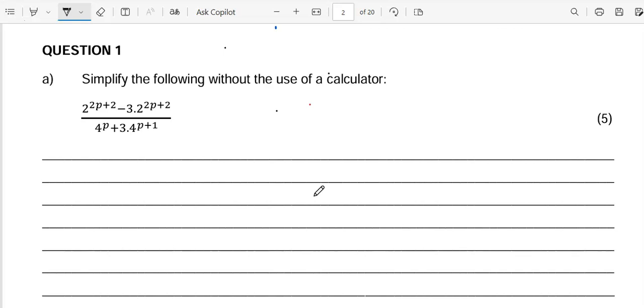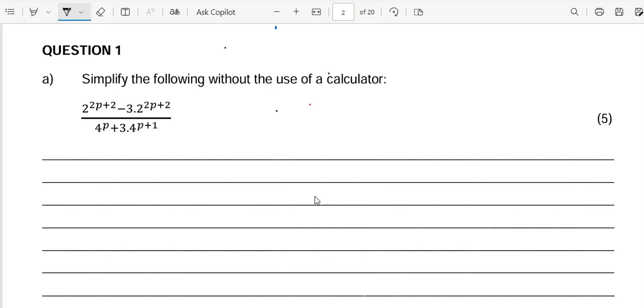So now guys, I want us to cover this question 1 where they want us to simplify the following without the use of a calculator. So this is exponents. So we just have to apply the laws of exponents. So how can we do this? I'm just going to check the top part.